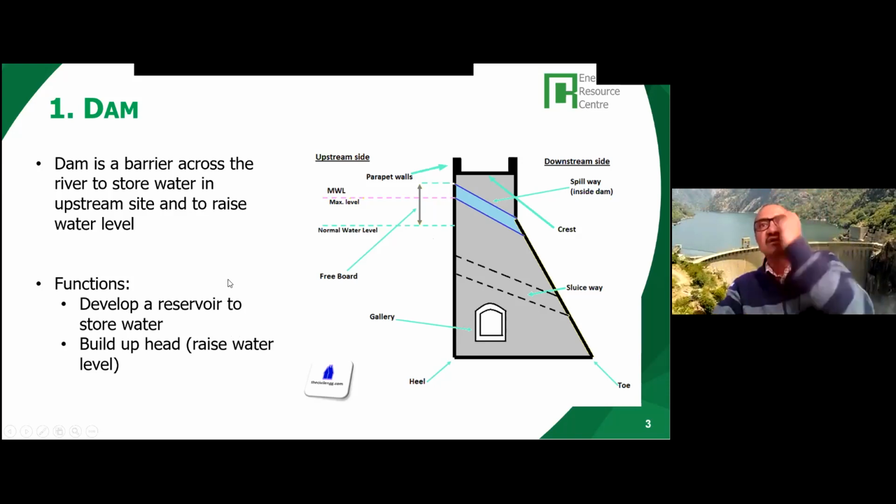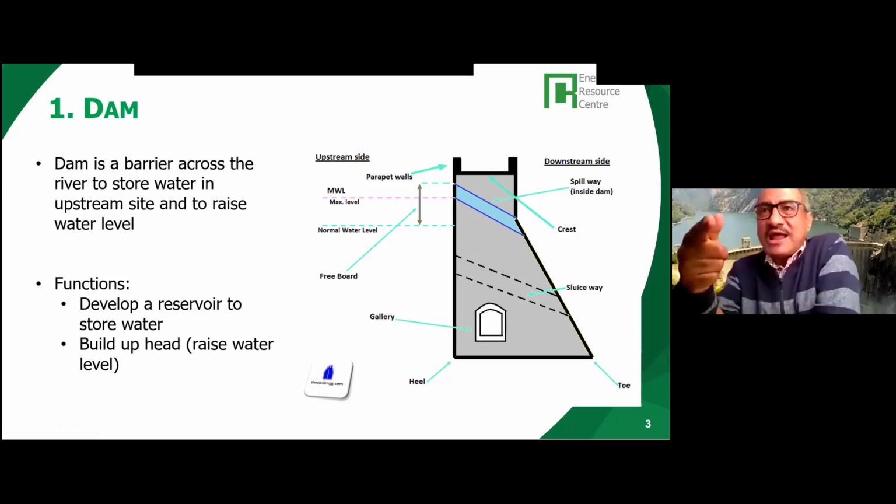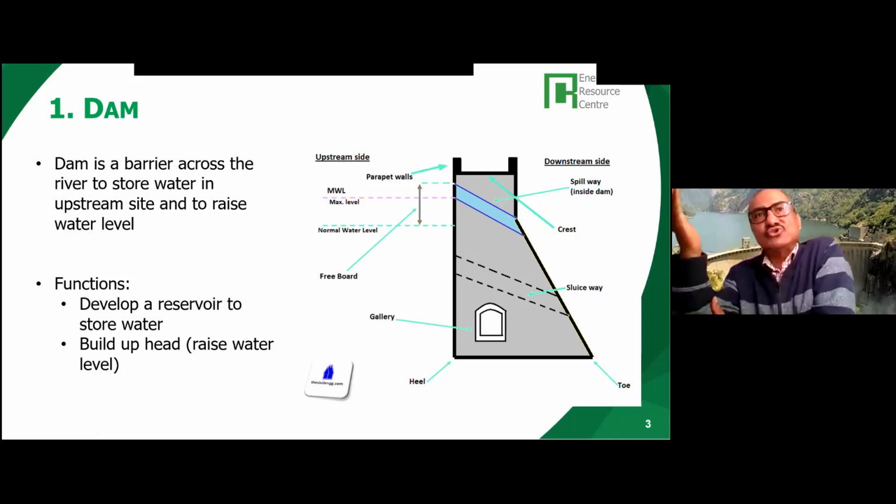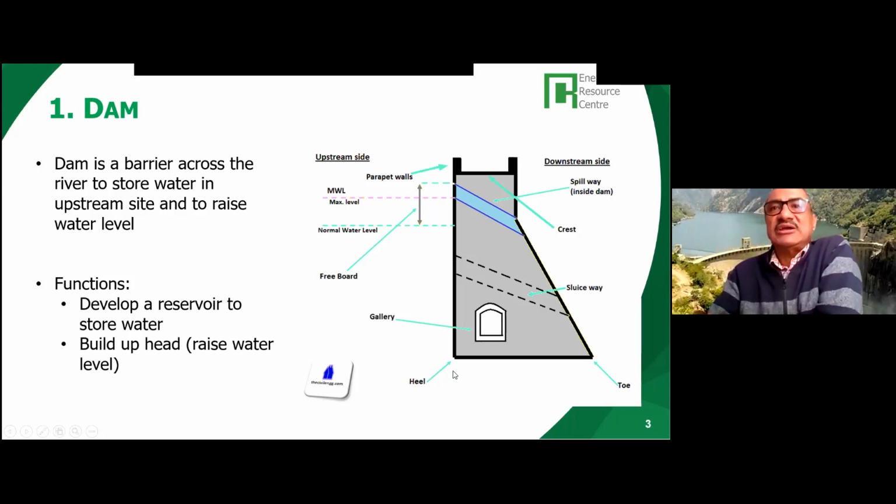So what are the different components of a dam? For example, on top of the dam you can have a bridge. It can act as a bridge from one place to another. You can go over the dam also. And then the dam basically has this part called the heel, the front base, and the end base, the downstream side, is the toe.